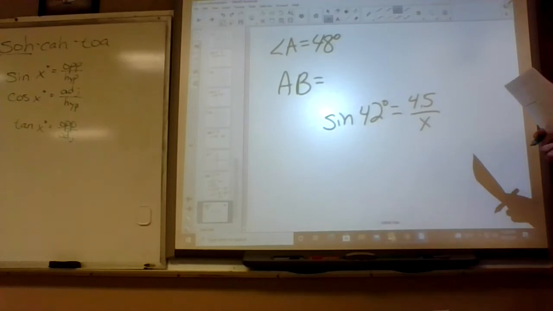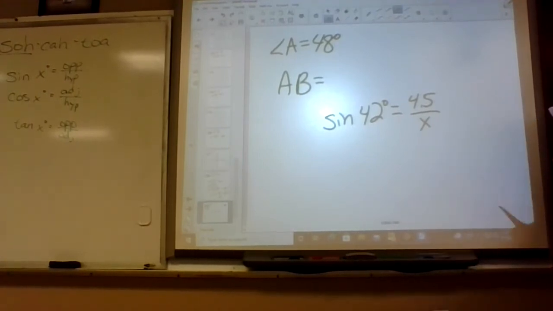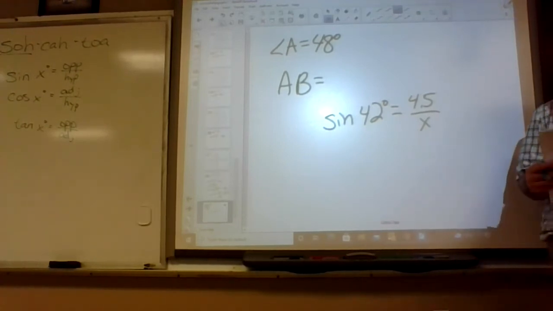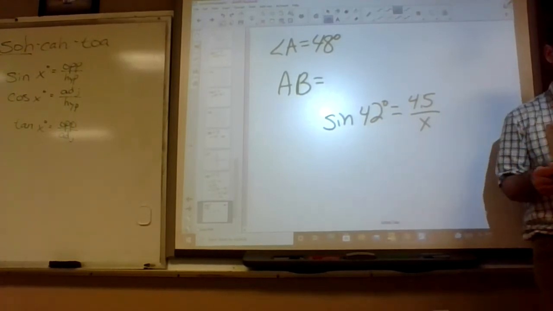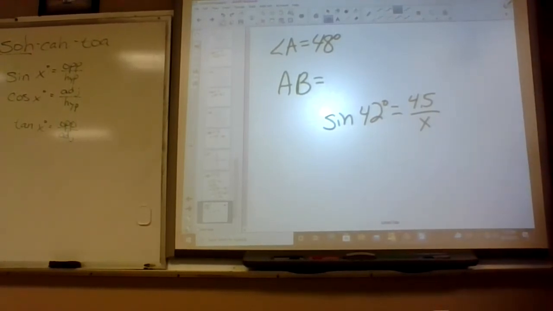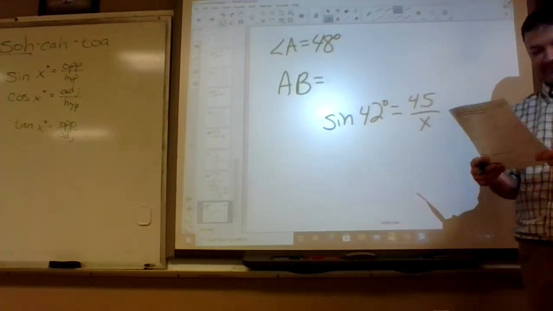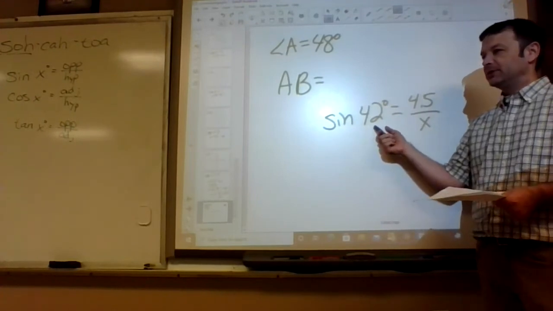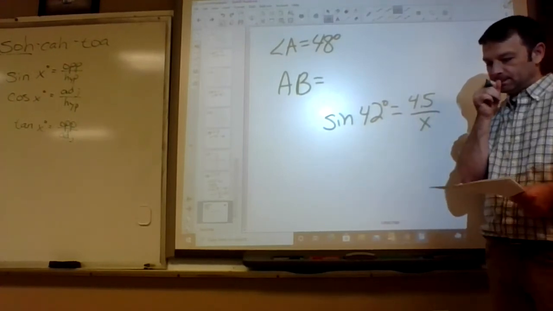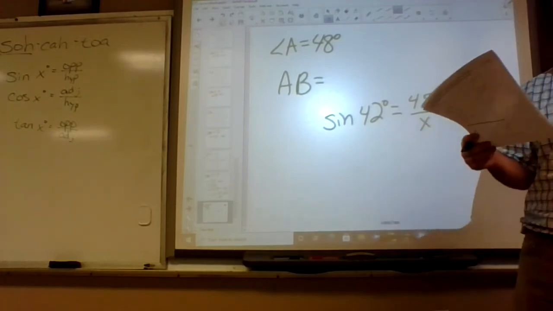Did you get 6.7? Yes, Brady, I got 6.7. How many times have you repeated it? Did you guys get 6.7? I did. Don't test me. 4.5 divided by sine of 42, since x is on the bottom.